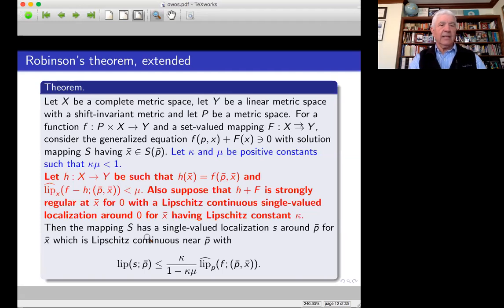Then the conclusion is that the solution mapping of this general inclusion has a single-valued localization, which also has a Lipschitz modulus, estimated in this way by kappa, mu, and the Lipschitz modulus of f with respect to p.